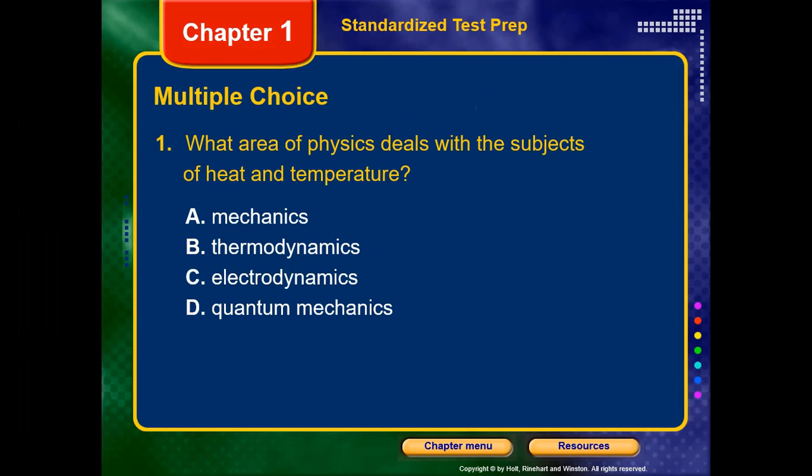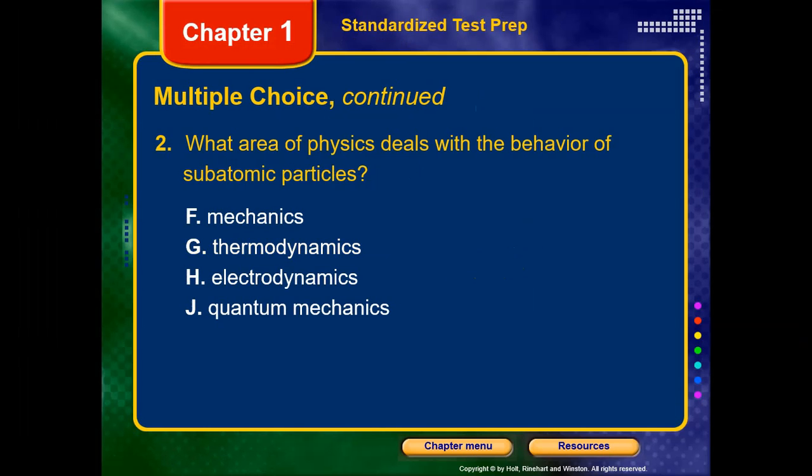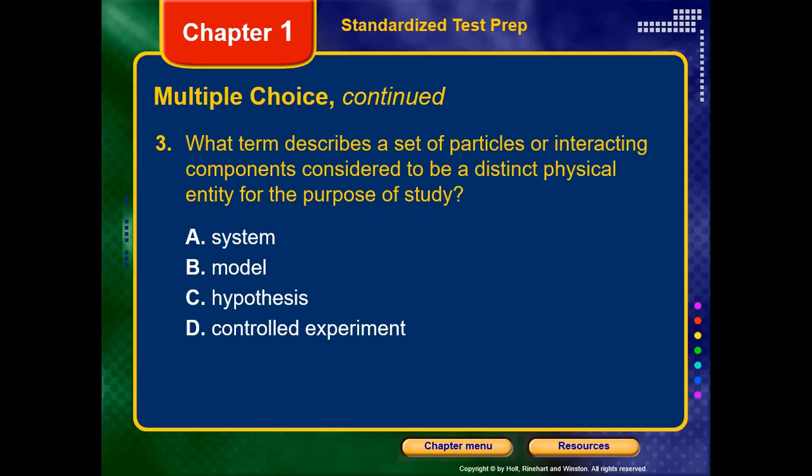Multiple choice. What area of physics deals with the subject of heat and temperature? Of course, heat and temperature is thermodynamics. Question number 2. What area of physics deals with the behavior of subatomic particles? Question 3. What term describes a set of particles or interacting components considered to be a distinct physical entity for the purpose of study? System.